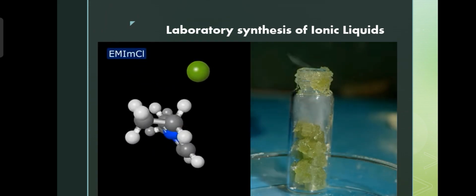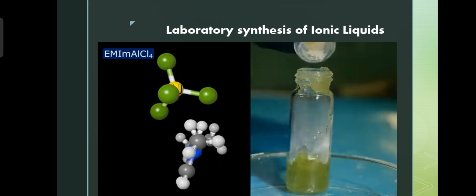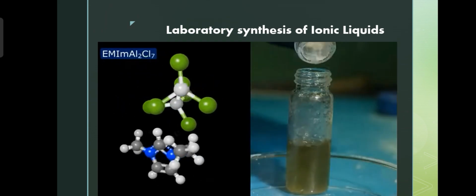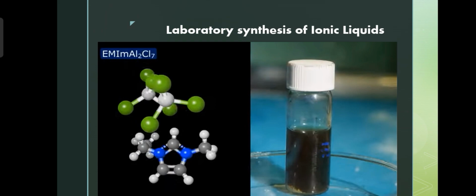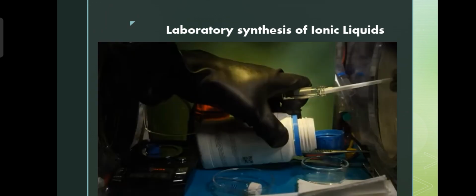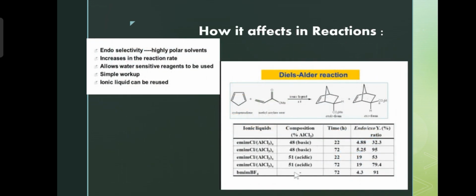Most common cations are based on alkyl ammonium salts, such as the amine cation. When mixing amine chloride with aluminum chloride, first we have the formation of tetrachloroaluminate. When an excess of aluminum chloride is added, heptachloroaluminate forms. In this way our ionic liquid will form, as you can see on the screen. And here are the instruments used for the formation of ionic liquids: the refractometer, tensiometer, density meter and viscometer, conductivity meter, and Karl Fischer titrator.